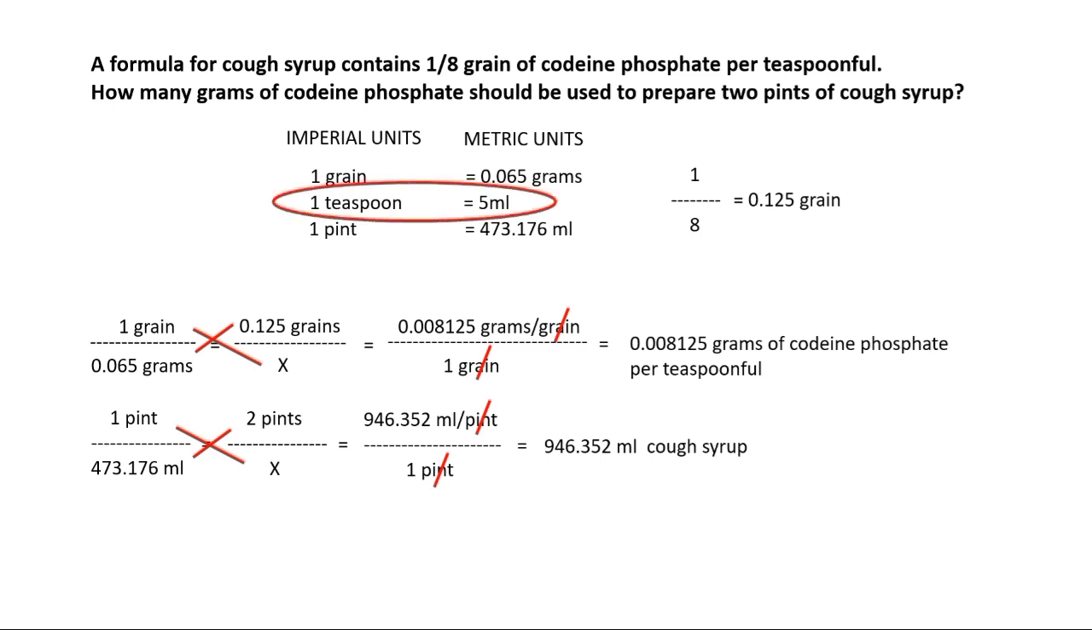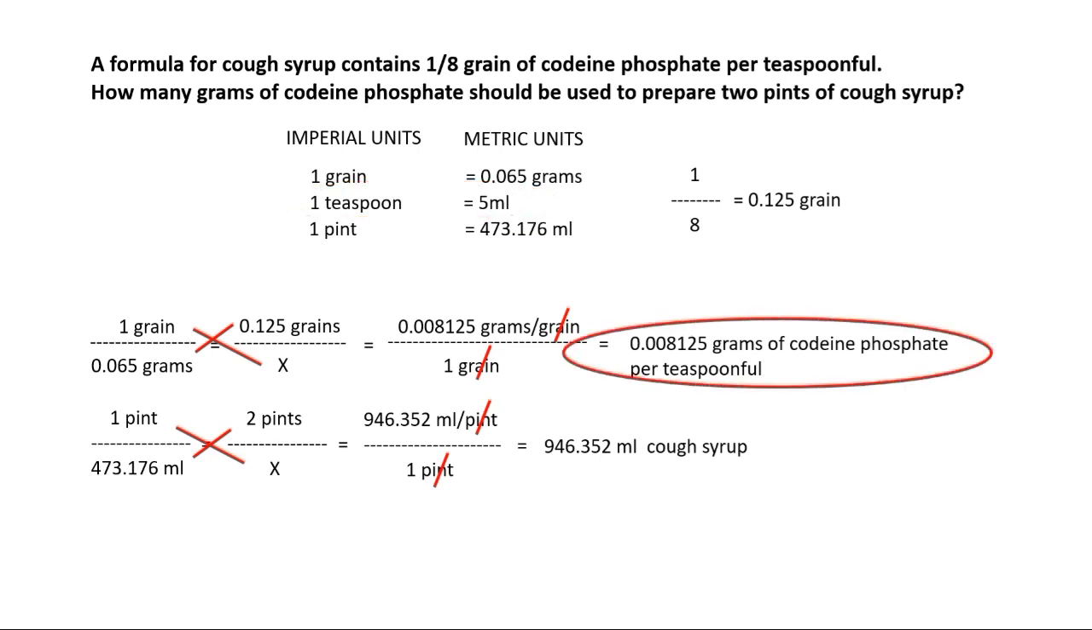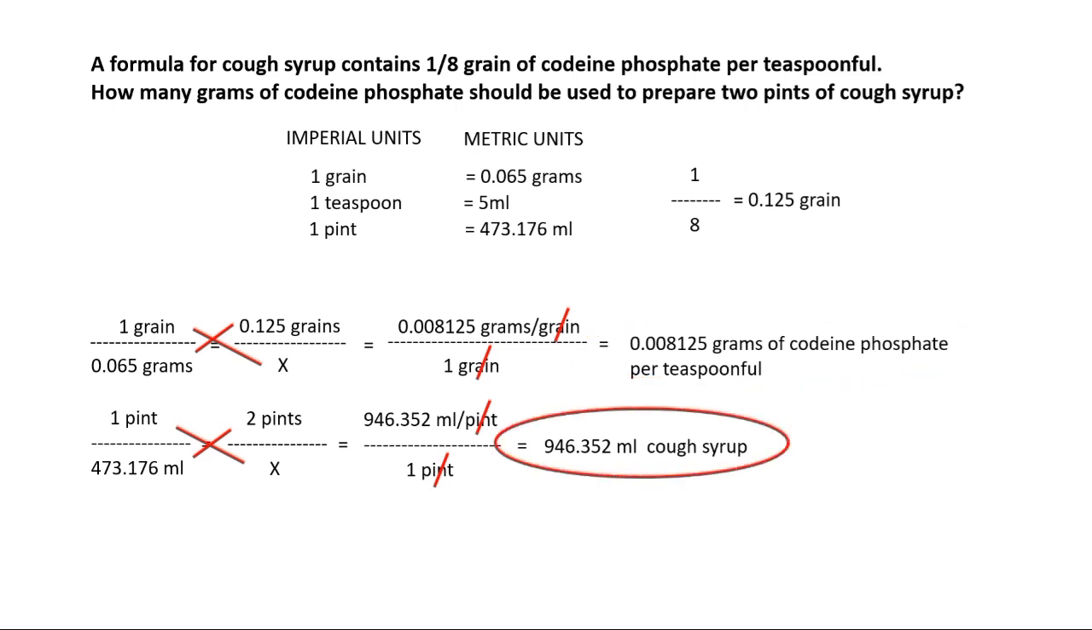Lastly, we already mentioned that 1 teaspoon is equal to 5 milliliters, so we will use 5 milliliters instead of 1 teaspoon. And in 5 milliliters, there are 0.008125 grams of codeine phosphate. Now we are asked to determine how many grams of codeine phosphate we need to prepare 2 pints, or 946.352 milliliters, of cough syrup.